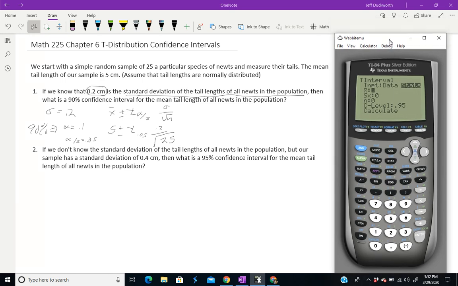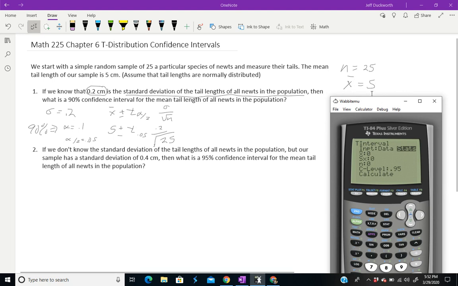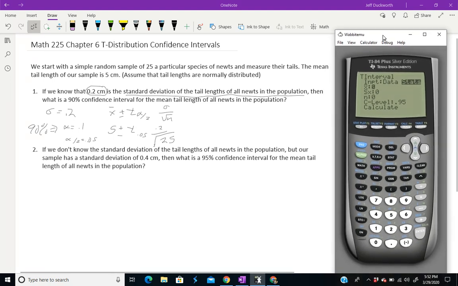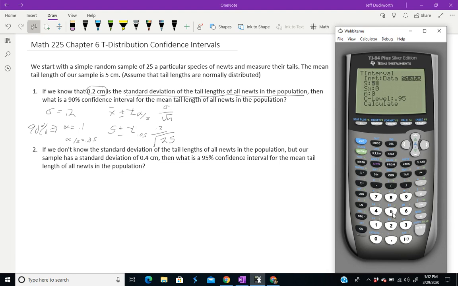It's actually behind the emulator. Let me move it down. We have X bar is 5, and then N is 25. So X bar is 5. We don't have S of X.